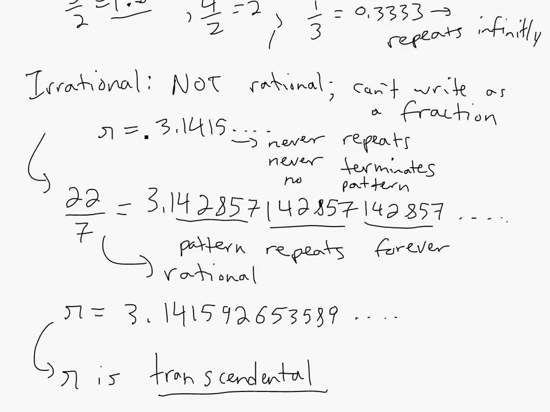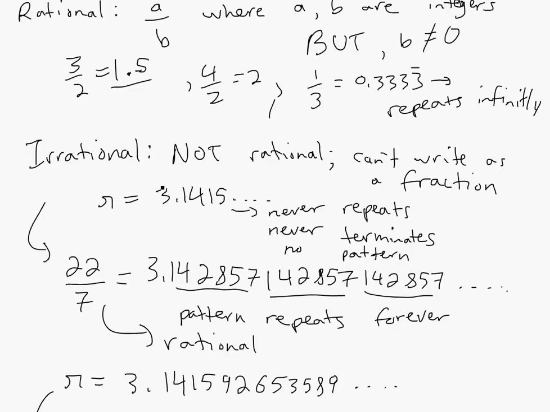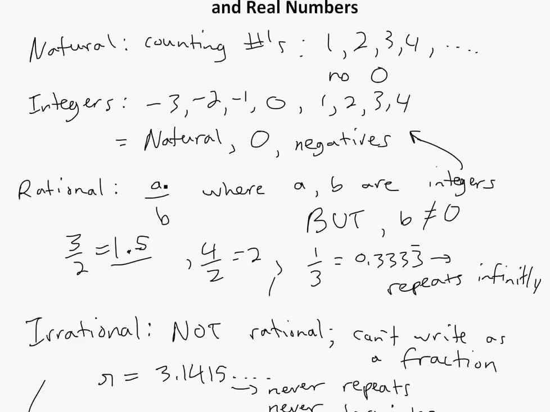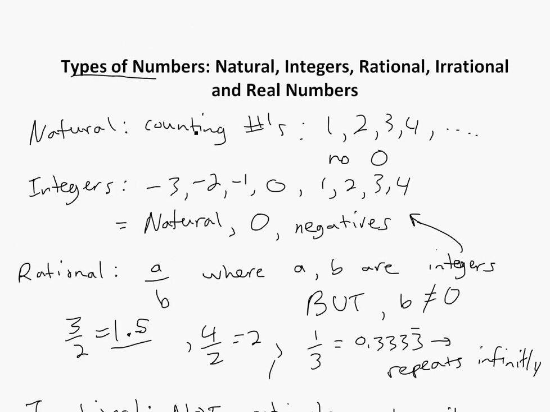Well, this is basically it. I'll explain transcendental numbers in another video. It's very interesting. So irrational, basically, it's not rational. It can't be written as a fraction and whatnot. Rational, there you go. It's basically a fraction. And then integers and natural numbers.